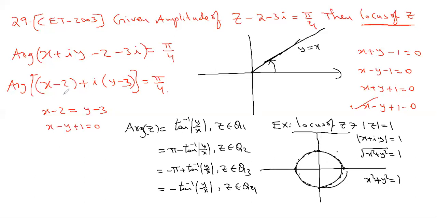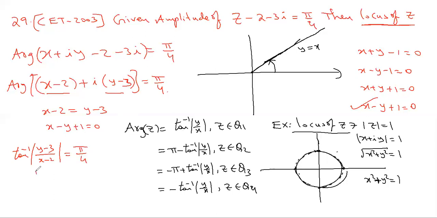Because we don't have clarity about where it lies, no? But because the argument is a known number, pi by 4, it's a reverse calculation. Argument is given already. So because argument is pi by 4, you get clarity that it lies in the first quadrant. So we'll use the corresponding formula. The tan inverse of mod y by x, y is y minus 3, x is x minus 2, equal to the argument pi by 4.